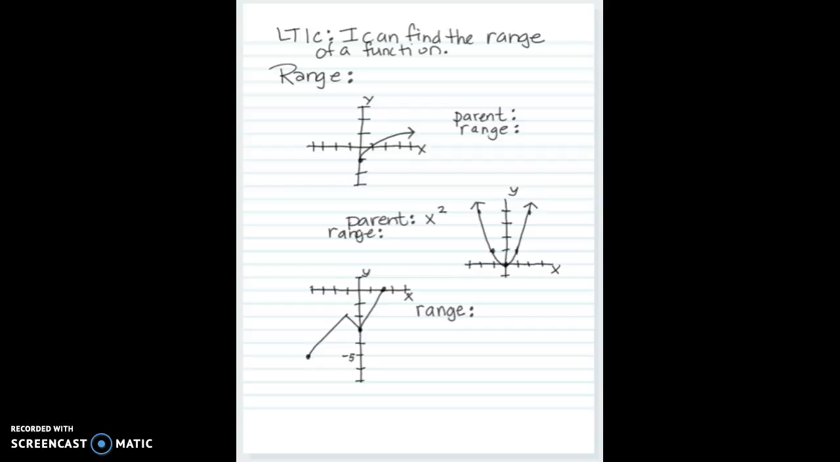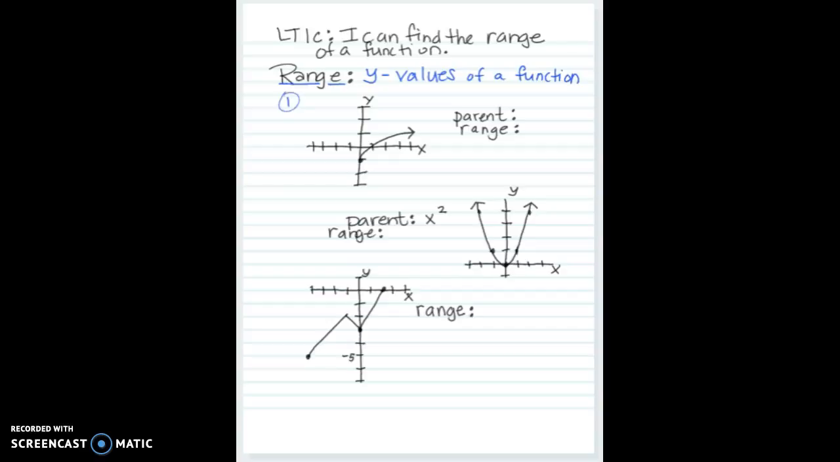Learning target 1C: I can find the range of a function. Range are the y values of a function. We did domain, which were the x values. Range is the y values.